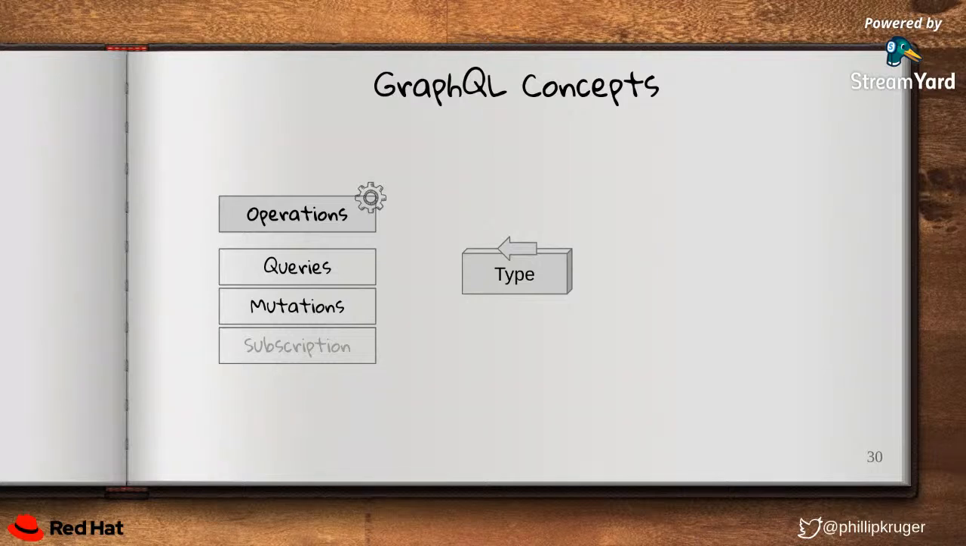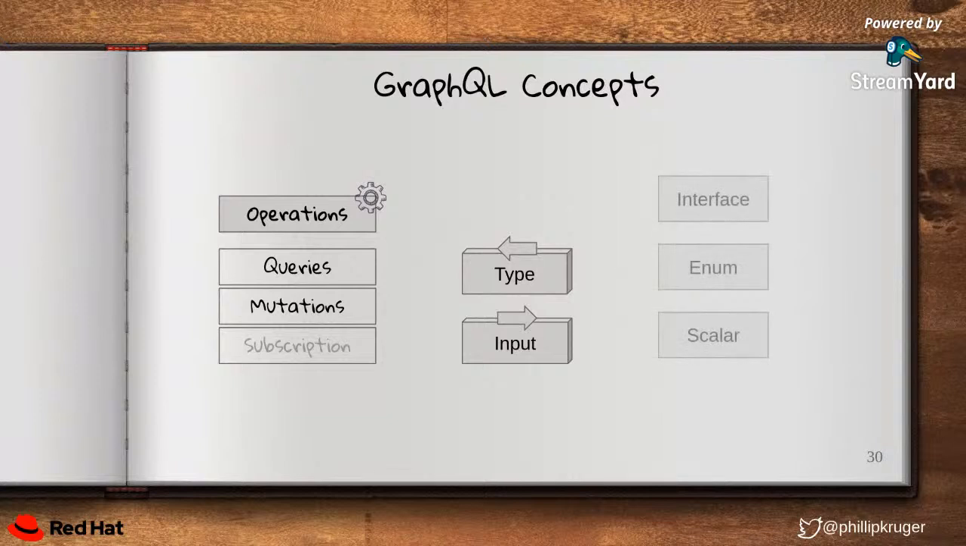Then there are some objects or types within GraphQL. The first one is called a type. It's really the output type or the result of a query or mutation. There's an input type, so when you ask a question and you have to pass something in, that will be an input type. Then there are interfaces, which are fairly similar to a Java interface, enums, which are similar to a Java enum, and scalars, which are similar to a primitive type in Java.